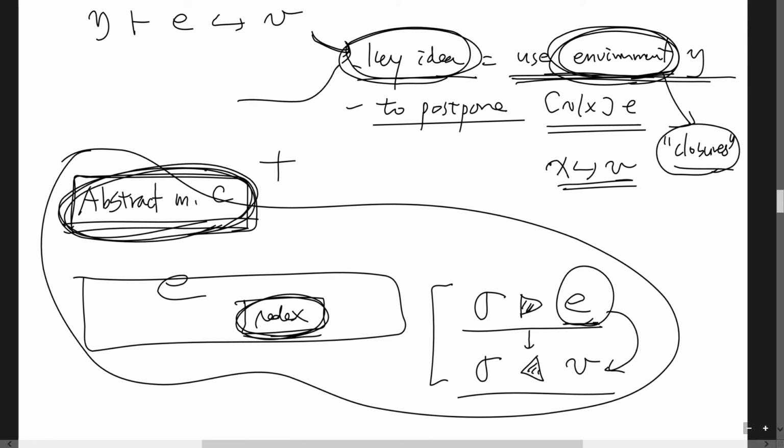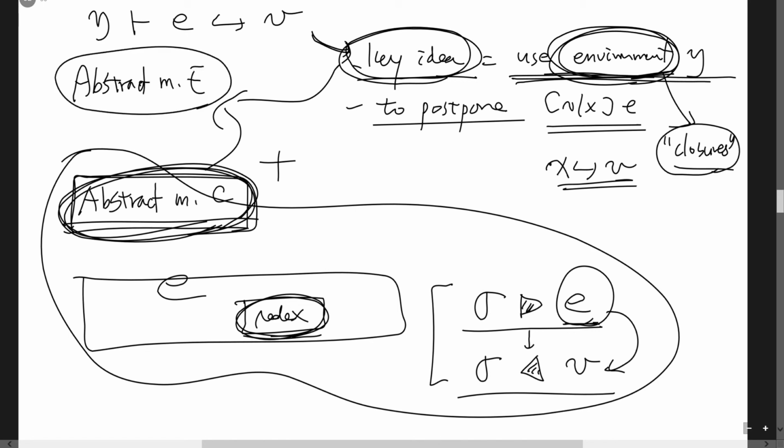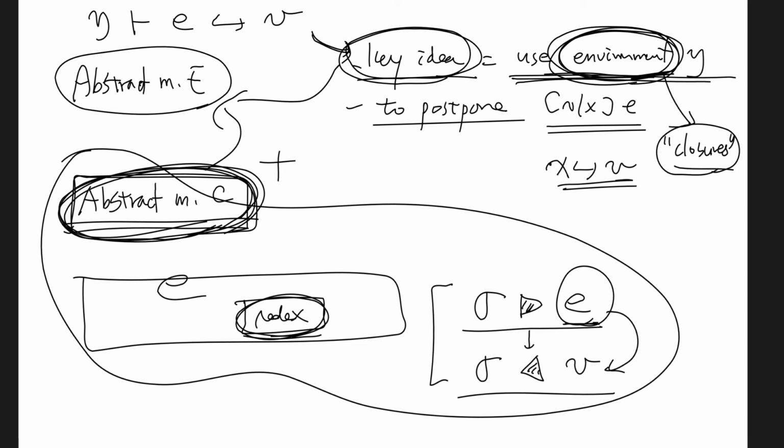And the result is going to be something called abstract machine E. In abstract machine E, we will carry these environments all along so that we can postpone substitutions. And similarly to the abstract machine C, we will systematically analyze the given expression to find the redex. So let's develop this abstract machine E.